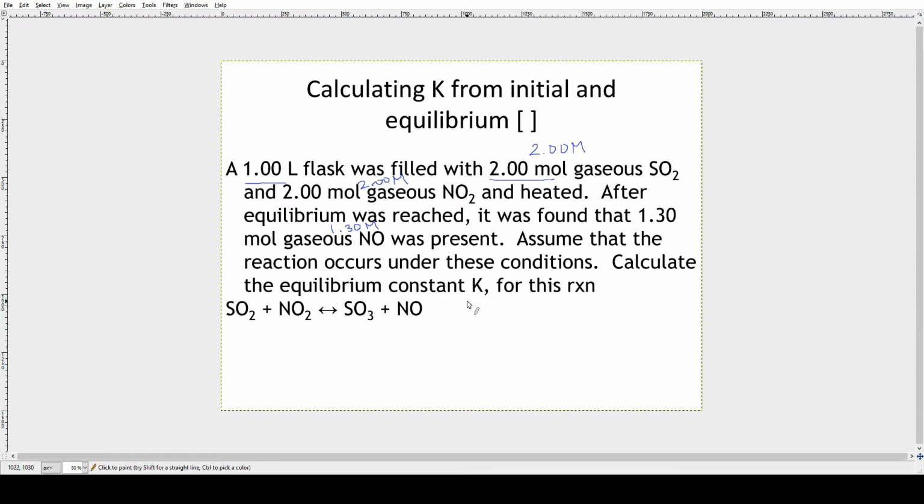Then we're going to calculate the equilibrium constant for the reaction, and they gave us our balanced equation. We already have that. Cool. So I'm going to go make an ICE chart now.